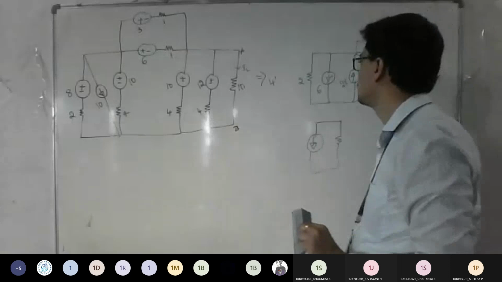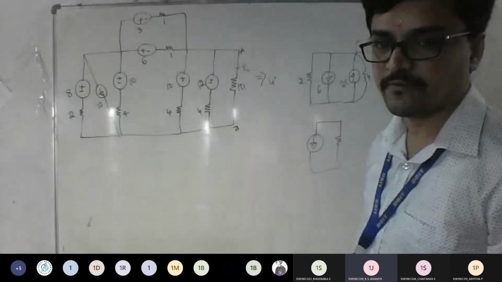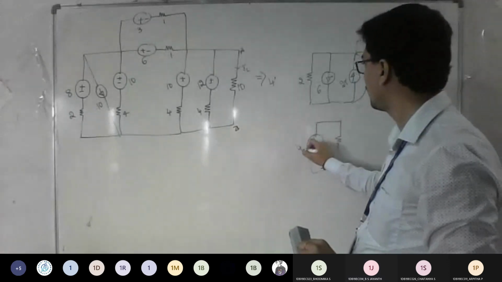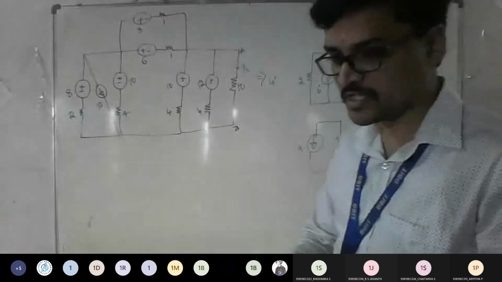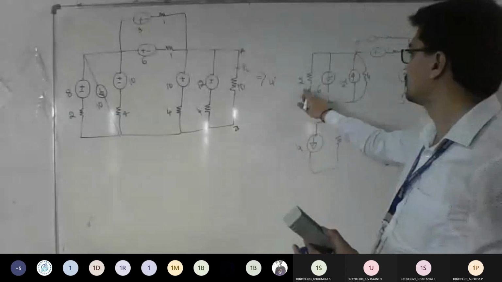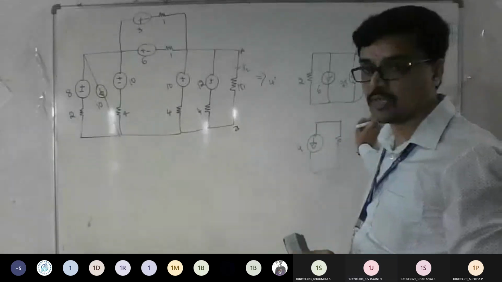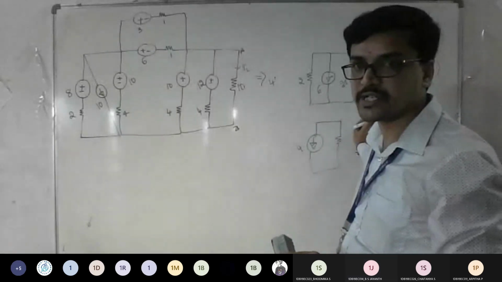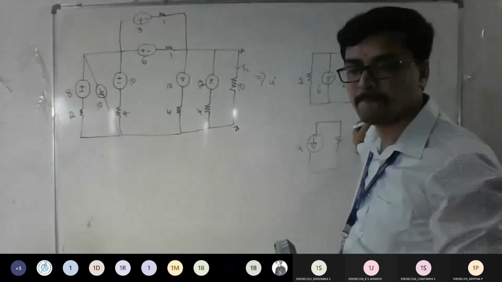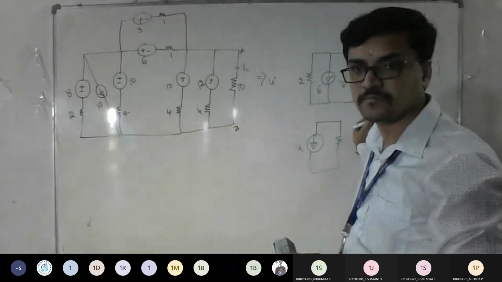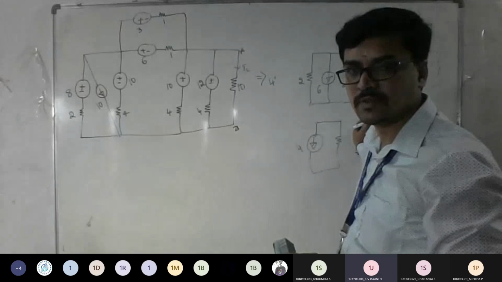How much? So you're going to get 3.6, sir. 4, and what is the value of the resistor? 2 and 4 combination, parallel. How much? Parallel combination. So 2 into 4 divided by 2 plus 4. 1.33 ohms, sir.